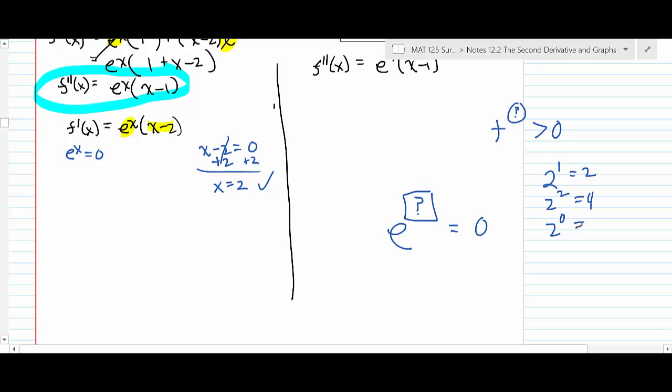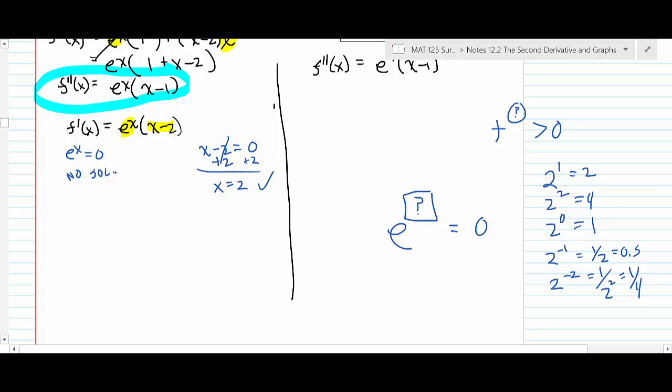2 to the 0, 1. 2 to the negative 1, 1/2. Still positive, right? That's 0.5. That's a positive number. 2 to the negative 2, 1 over 2 to the second, it's a fourth. It's still a positive number. The point is, anytime you take a positive number to any power, you get a positive number. So this never happens. That has no solution. That's a place a lot of times students don't understand.